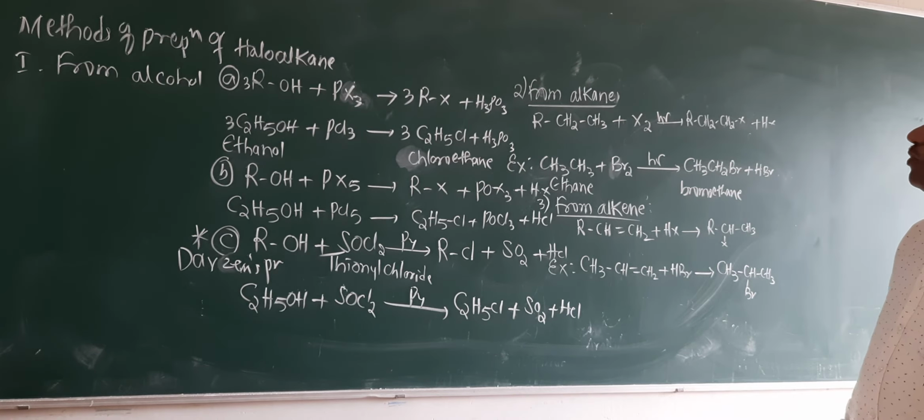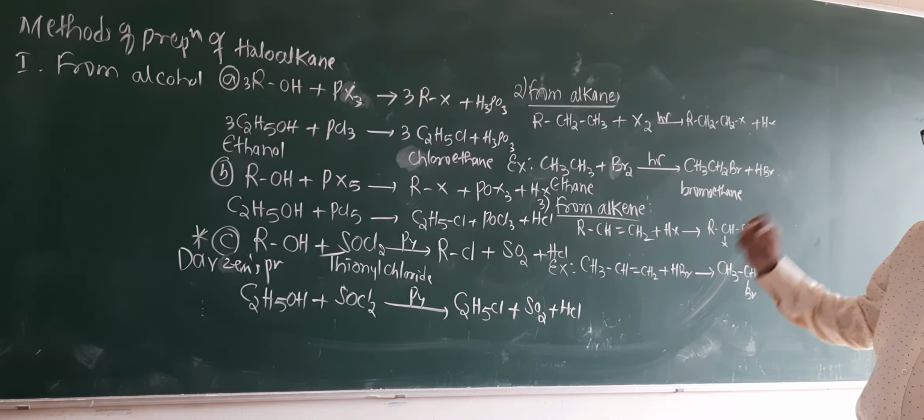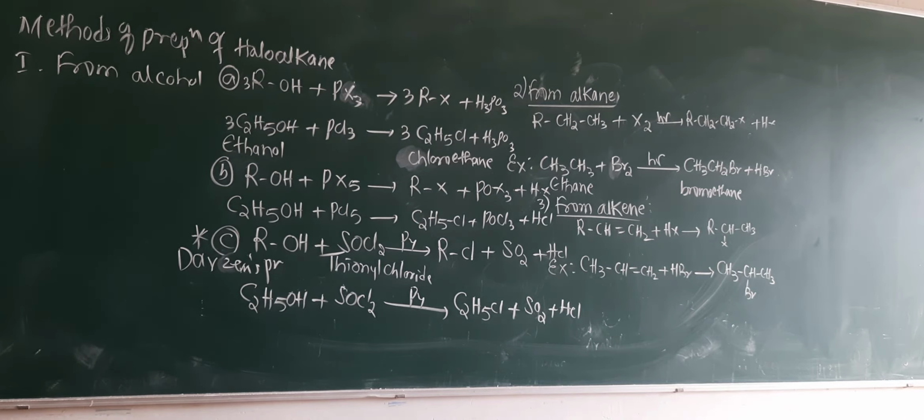What does Markovnikov's rule say? The negative part of the molecule added to the double bond gets linked to the carbon containing the least number of hydrogen.